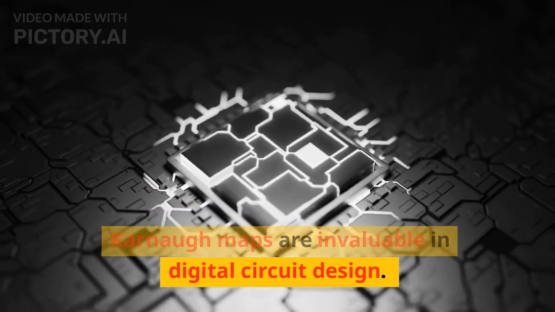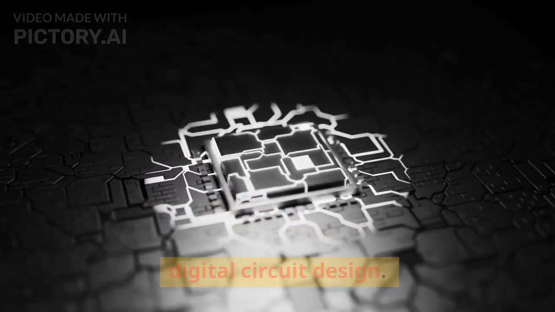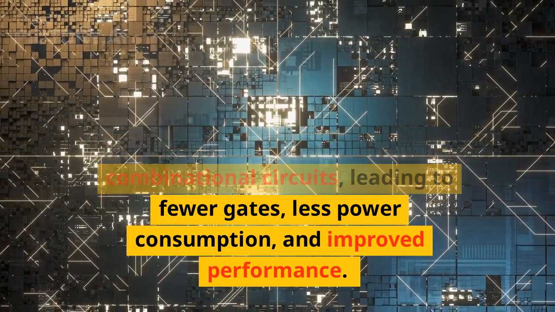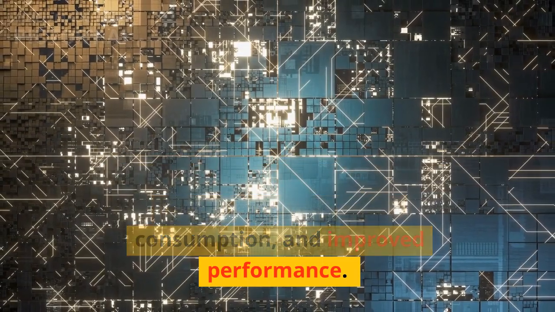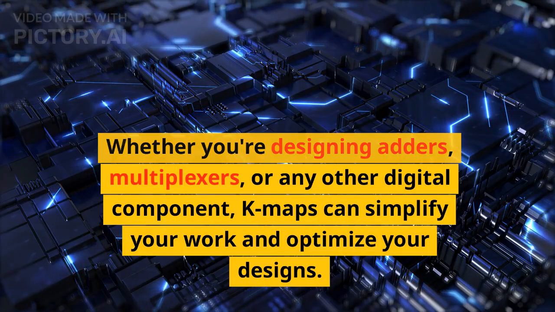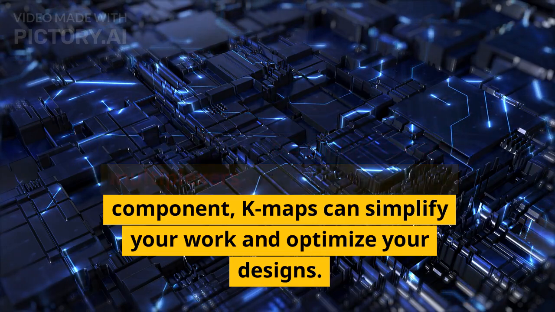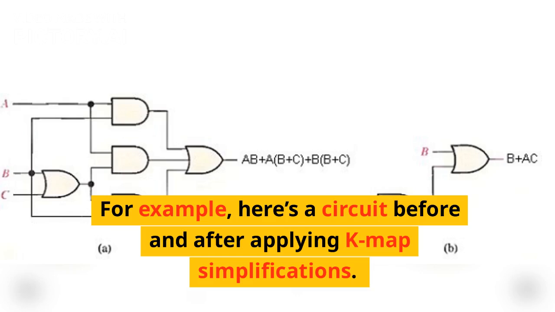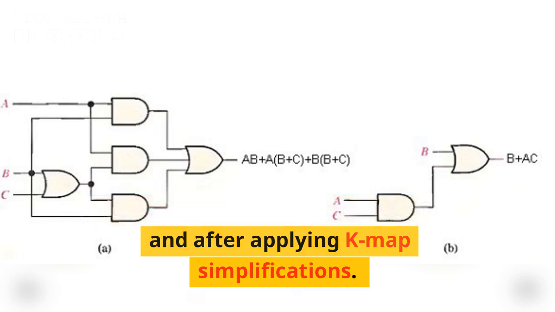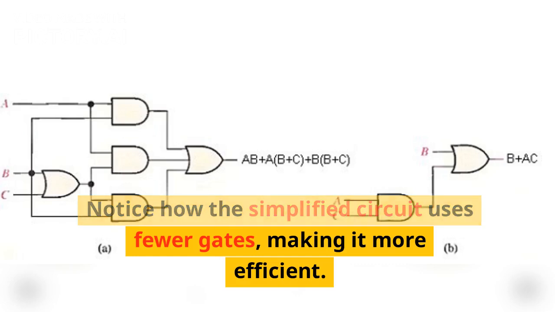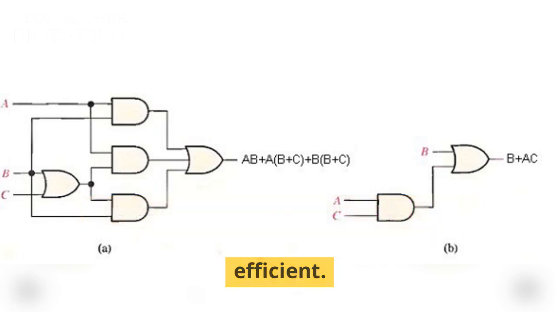Karnaugh maps are invaluable in digital circuit design. They help reduce the complexity of combinational circuits, leading to fewer gates, less power consumption, and improved performance. Whether you are designing adders, multiplexers, or any other digital component, K-maps can simplify your work and optimize your designs. For example, here's a circuit before and after applying K-map simplifications. Notice how the simplified circuit uses fewer gates, making it more efficient.